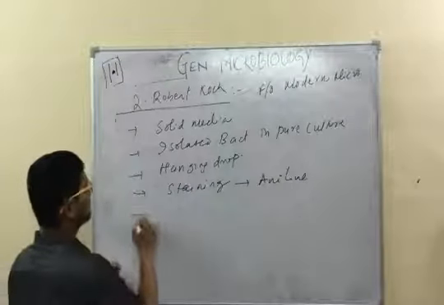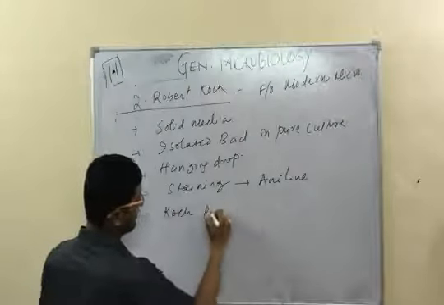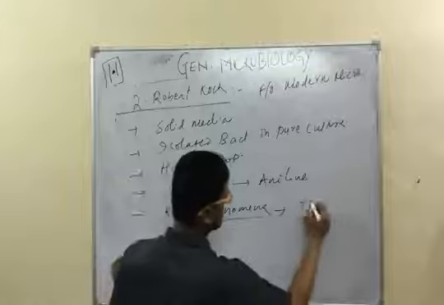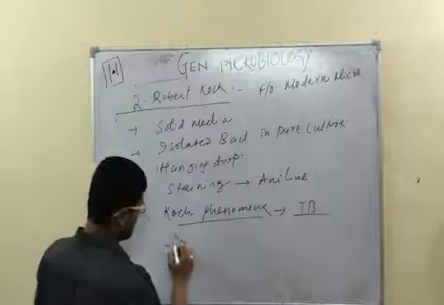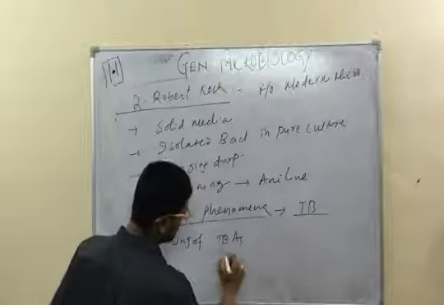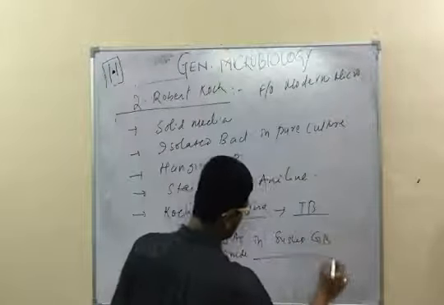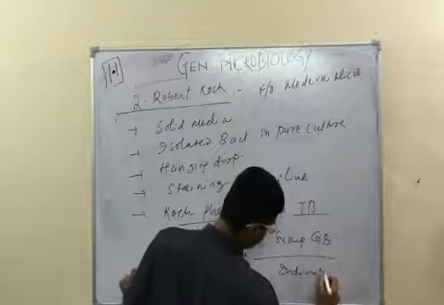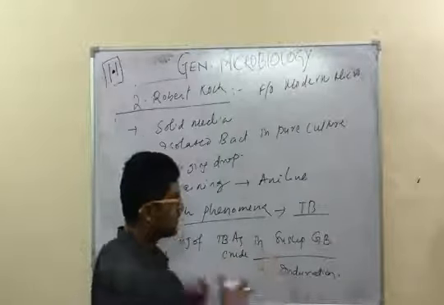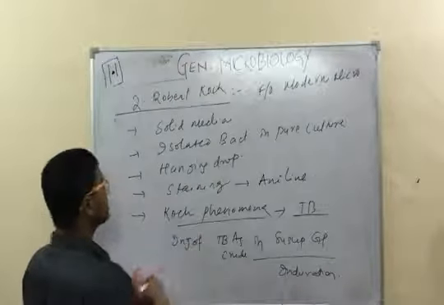And the most popular discovery of Robert Koch is Koch postulate and Koch phenomenon. First I will tell you about Koch phenomenon. It was demonstrated in tuberculosis. They say that injection of crude TB antigen in susceptible guinea pigs leads to development of induration, which he has named as Koch phenomenon.